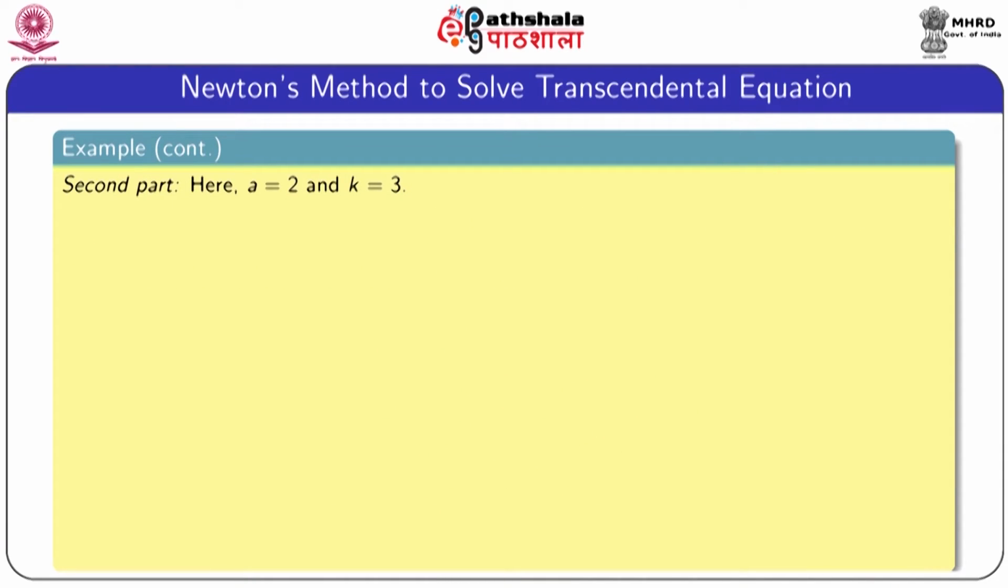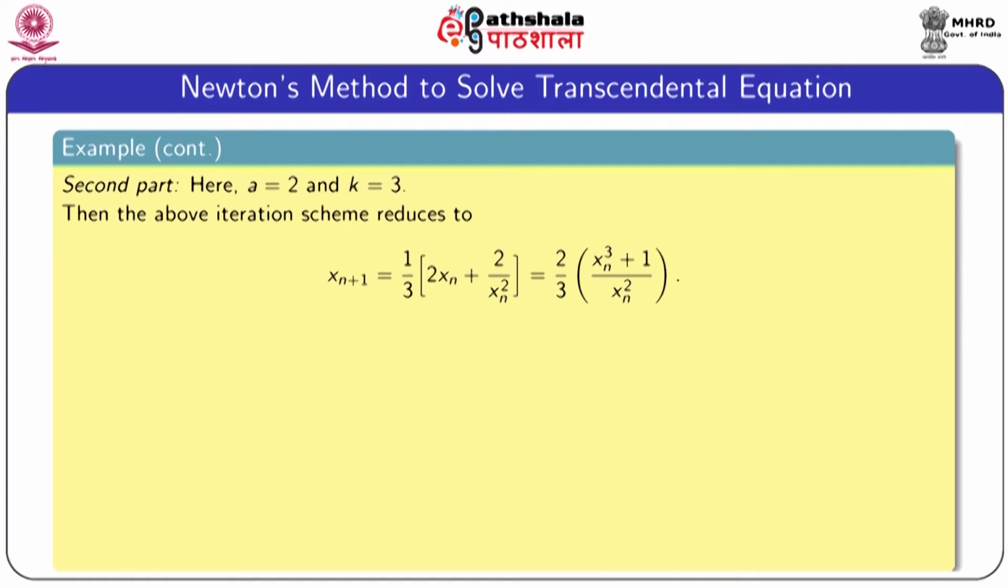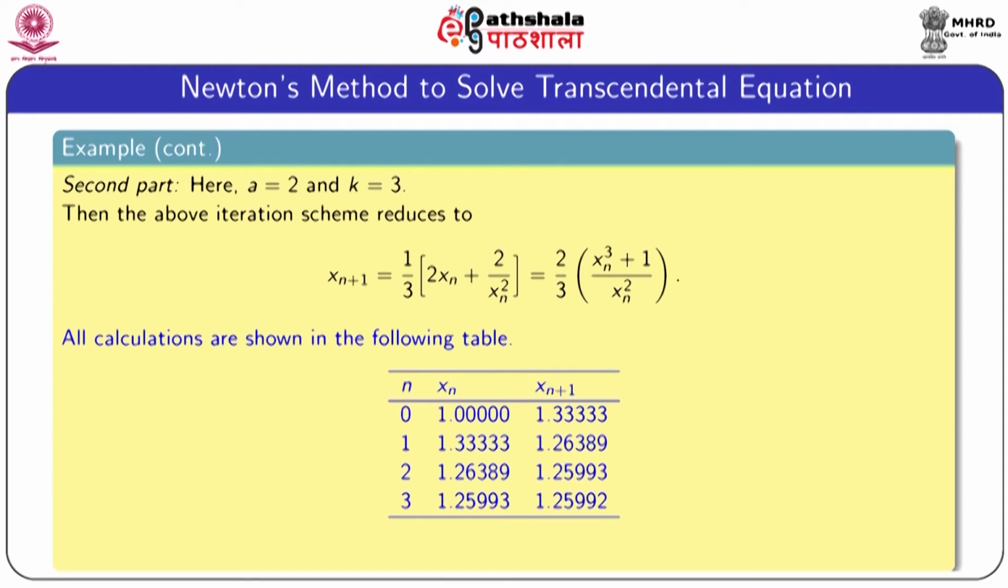Now, for the second part, we have a equal to 2 and k equal to 3. So, for this problem, the iteration scheme reduces to x(n+1) equal to 1 by 3 into (2 xn plus 2 by xn squared). Now, all the calculations are shown in the following table.